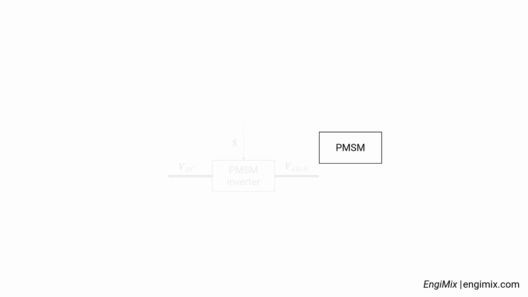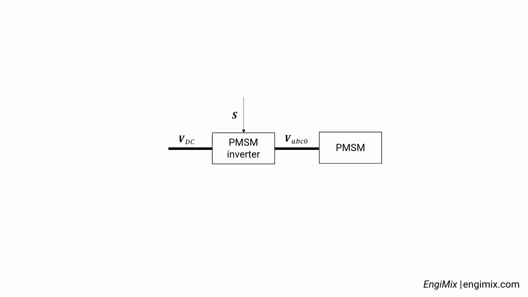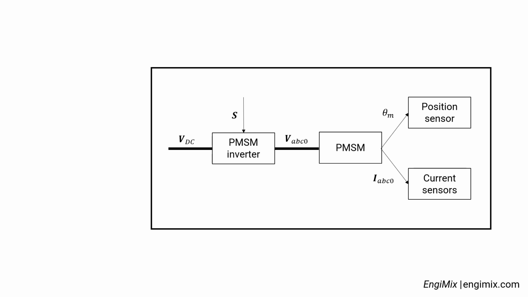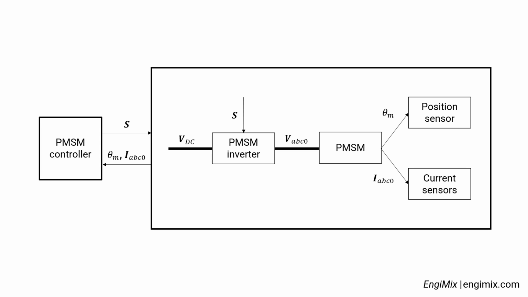Let's start by describing the PMSM system. The key elements needed to control a PMSM are the PMSM inverter, which converts the DC power of a DC power source into a three-phase AC power, a position sensor, which measures the PMSM rotor position, and at least two current sensors, which measure the currents in the phases of the PMSM. The rotor position and the phase currents information are used by the PMSM controller to determine the pulses for each transistor of the PMSM inverter needed to generate the desired torque.